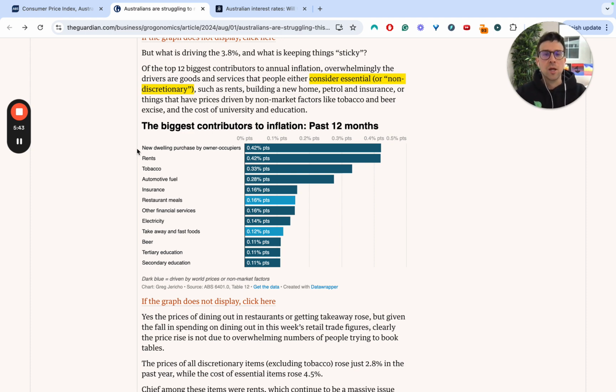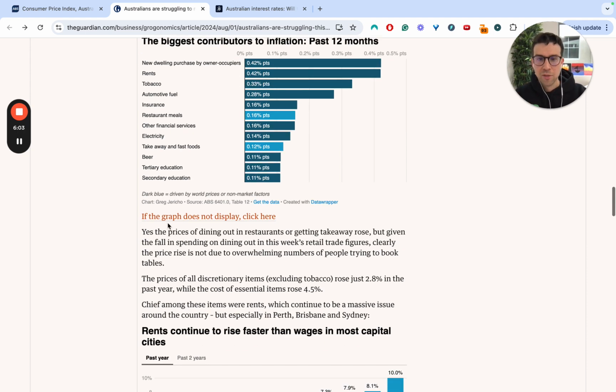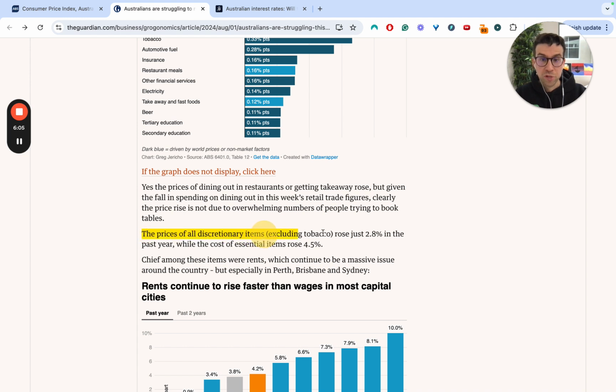These are things that ultimately you have to keep spending on. It doesn't matter if they're costing more. As a household, you need to keep spending. And so as a result, further cash rate increases are not necessarily going to enable households to dial back on these items and therefore reduce some of the demand pull inflation we might be seeing here. And so you can see that the prices on all discretionary items, excluding tobacco, rose just 2.8%, where the cost of essential items rose 4.5%. So you can see that there's a real tension point here for households.